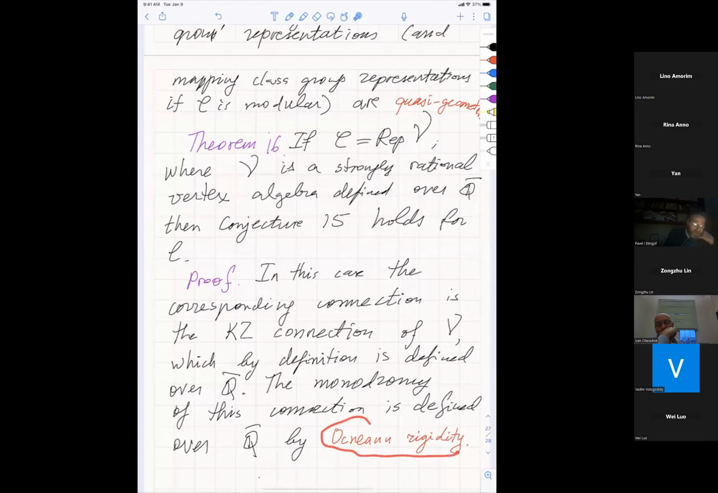Ocneanu rigidity is a statement that braided fusion categories have zero cohomology and do not have non-trivial deformations. They are objects defined over, let's say, complex numbers. So this is just a bunch of matrices satisfying some equations, an algebraic variety. And what it says is that this algebraic variety has finitely many points.